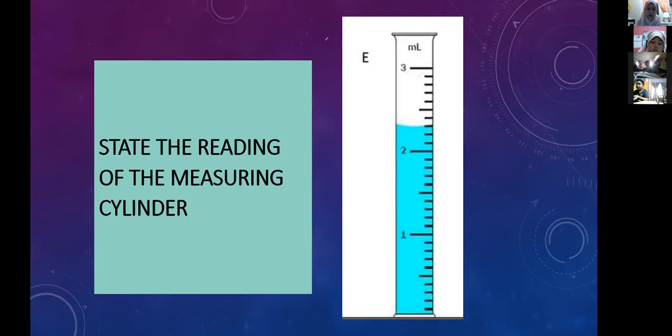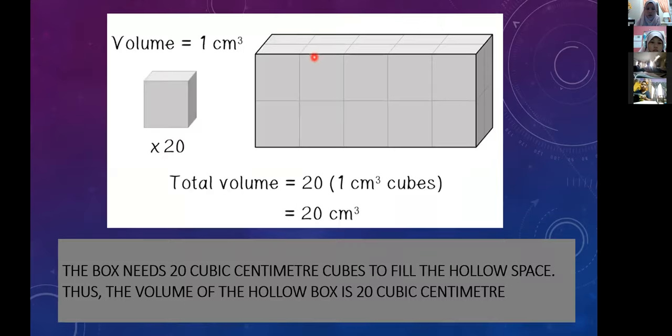Okay, let's proceed to the next slide. This one you have learned, so I just do a little bit revision before we go to the activity books. Okay. Just now, teacher teach you how to get the reading from the measuring cylinder. But now, teacher will teach you how to get the volume of the box or hollow box. Okay. Do you still remember? Teacher will use cube. Okay. This cube, the volume is 1 cm³. Okay. Because, okay, the reading here is 1 cm.